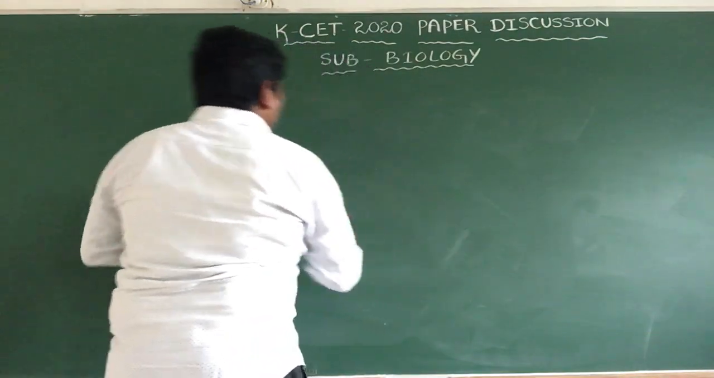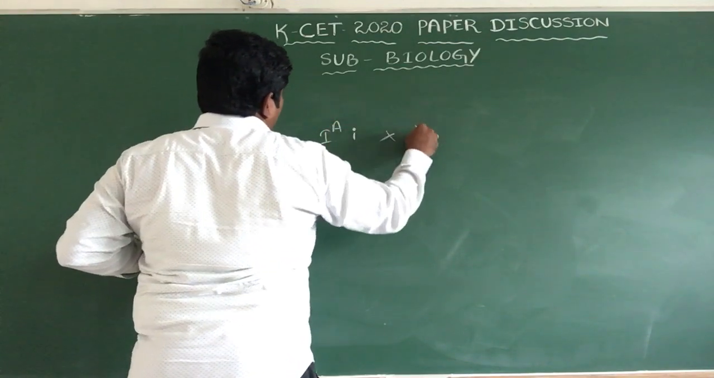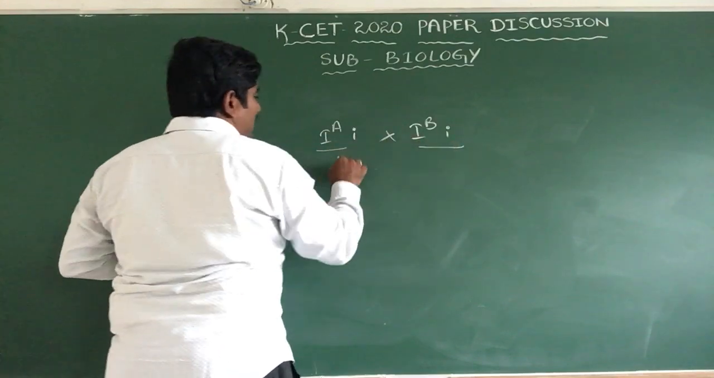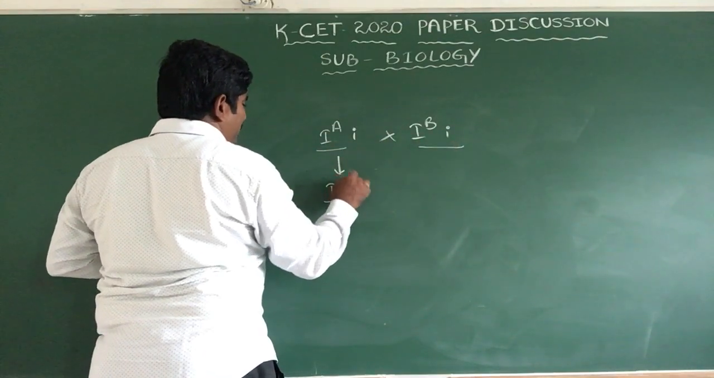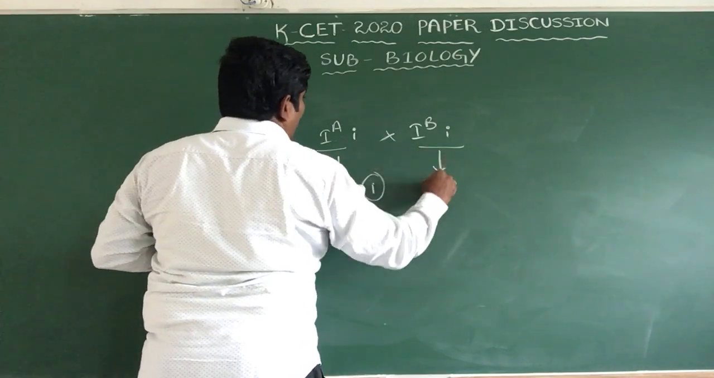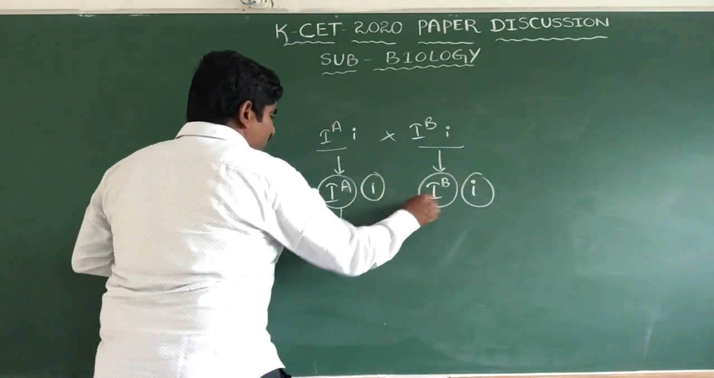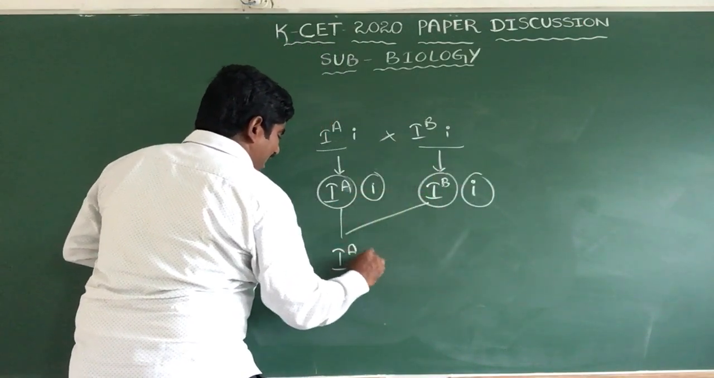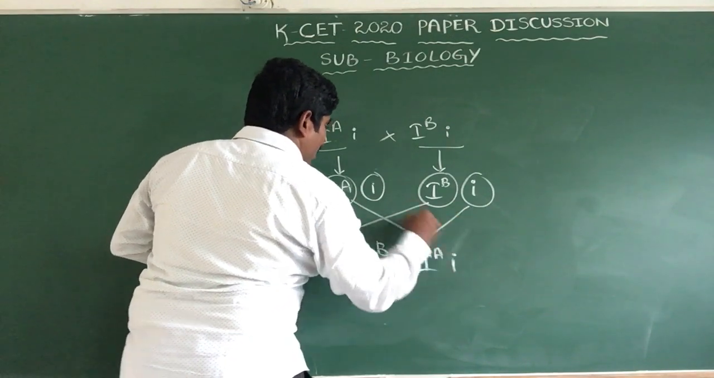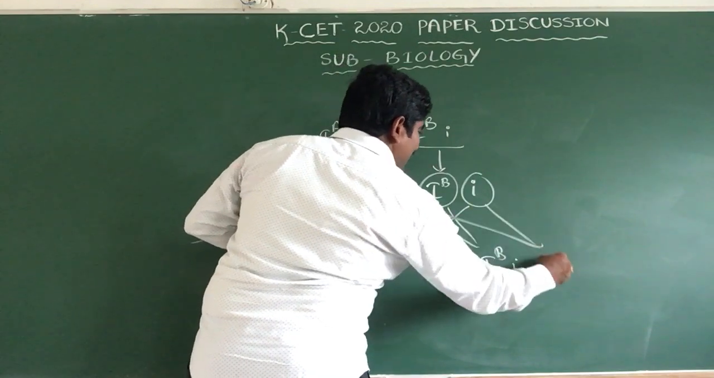Next, let us take this option, if they are heterozygous. Let us consider IA i and IB i. Heterozygous A, heterozygous B. From here how many gametes will form? From here 2 gametes will form and from here 2 gametes will form. Clear or not? So now these gametes are formed: IA and i, and IB and i. So this is one, IA IB, and i, and the next one is i i.